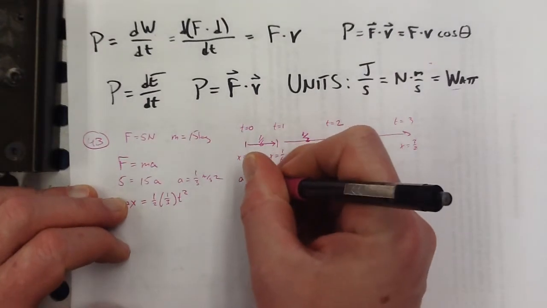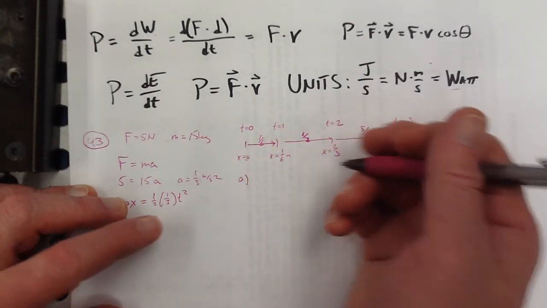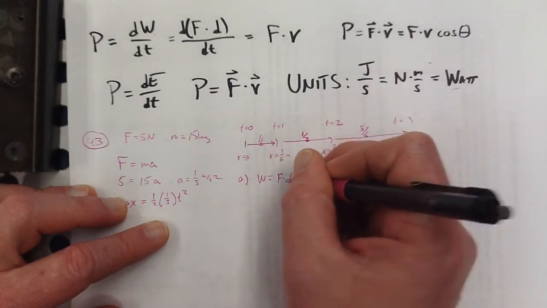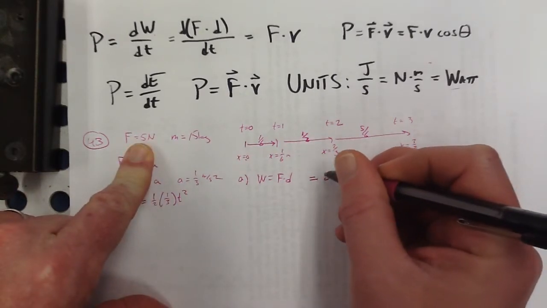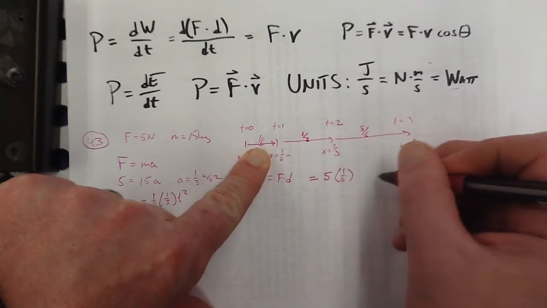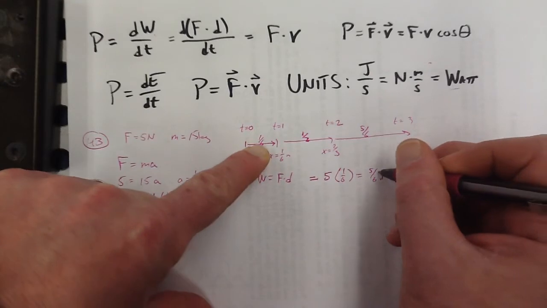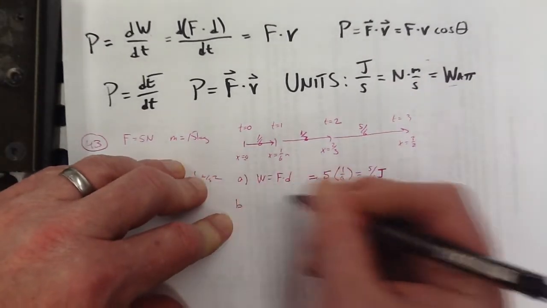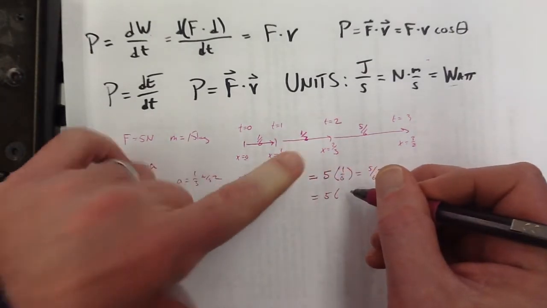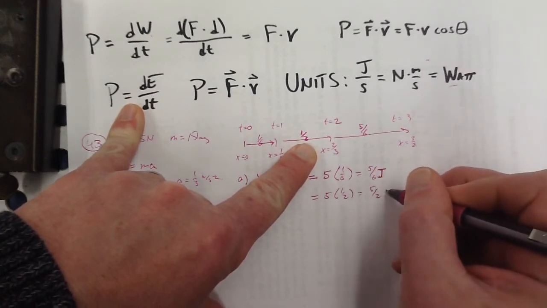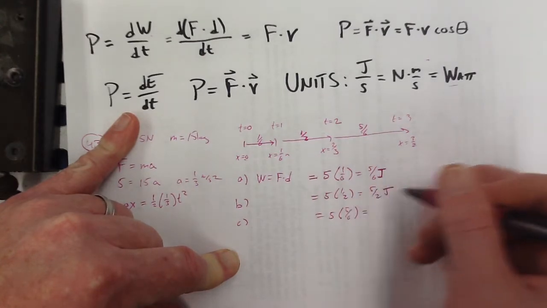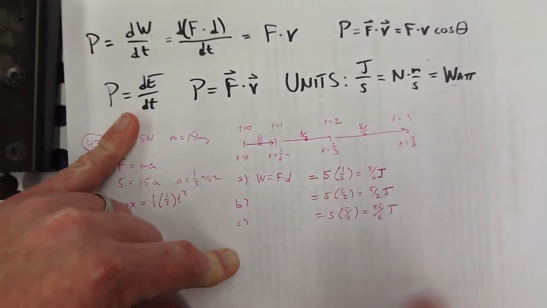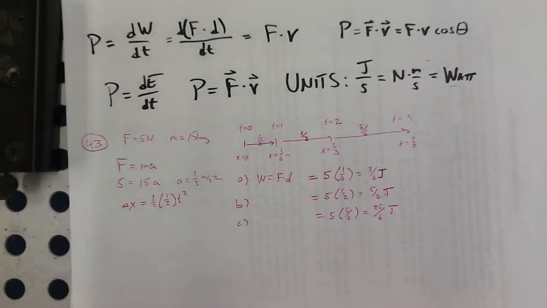So for parts A, B, and C, for part A, we want to know the work done during the first second. Work is equal to force times distance. So in this case, that's going to be equal to the force times that distance that it moves there. So that's 5/6 of a joule. Work is energy. And then for B, the same force times a half, 5/2 of a joule. And then for C, 5 times 5/6, 25/6, 4 and change. That all looks good.